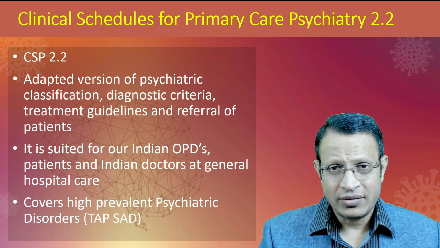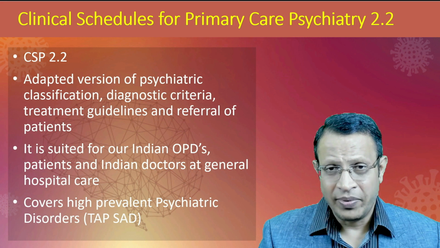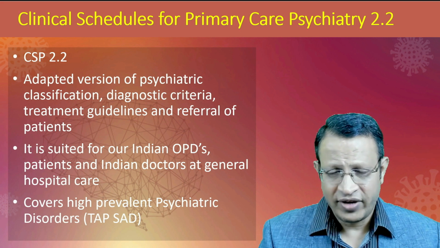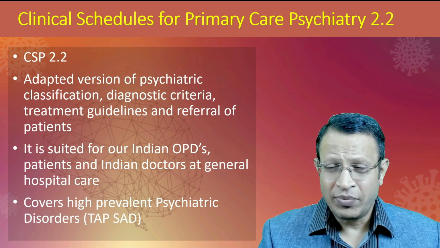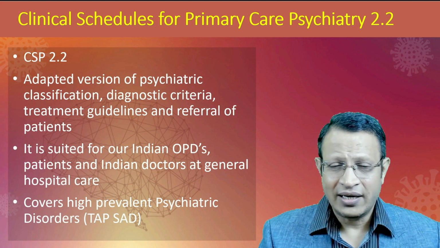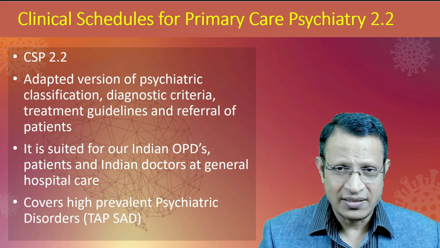Now the question is, why did we develop this? This schedule was developed over a period of time. The current version is 2.2. That means this version has evolved over a period of time. This version is an adapted version of psychiatric classification, diagnostic criteria, treatment guidelines, and referral of patients to various places.